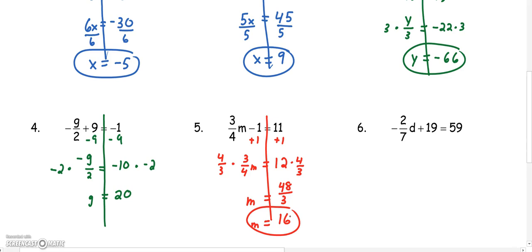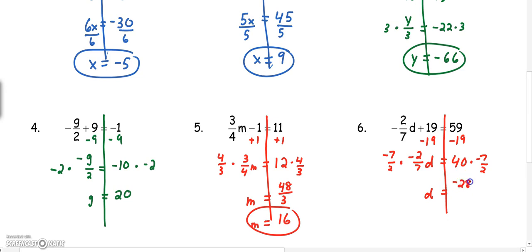Number 6, first thing I'm going to do is I'm going to subtract 19 from both sides. Negative 2 over 7d equals 40. Then to get d by itself, I multiply by the reciprocal, so I'm going to multiply by negative 7 over 2. I get d equals negative 280 over 2. So when I reduce that, d is equal to negative 140.